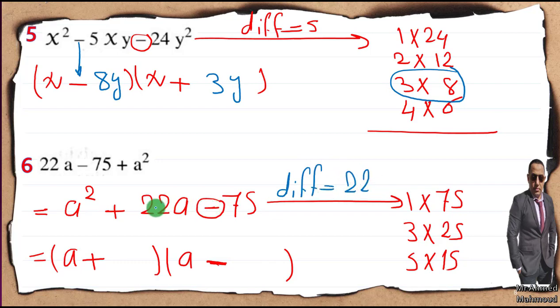Because I have minus and 22, the difference equals 22, so I'm going to choose 3 and 25. Okay, 25 is the bigger factor, so it will be with the middle sign. The middle sign is here. So here the 25 and here 3. Okay, because I haven't a letter here, so this is the final form.